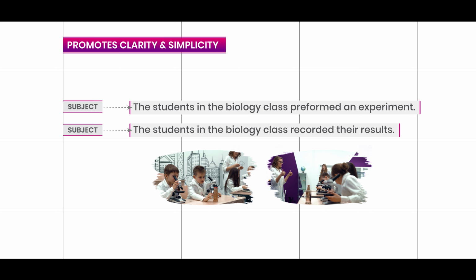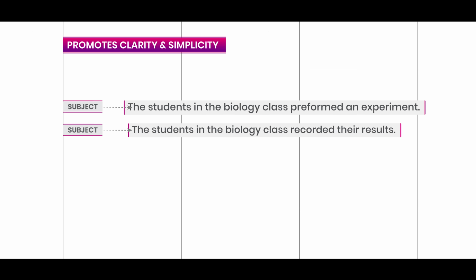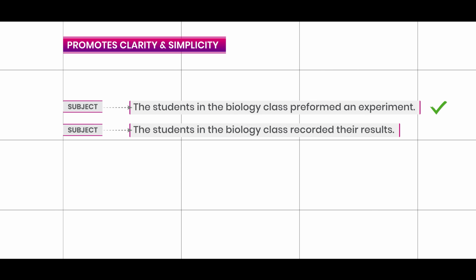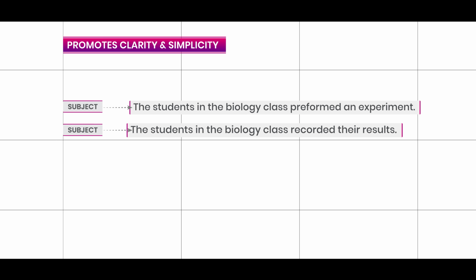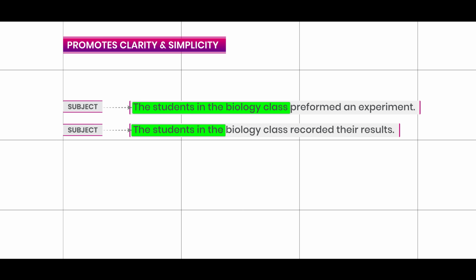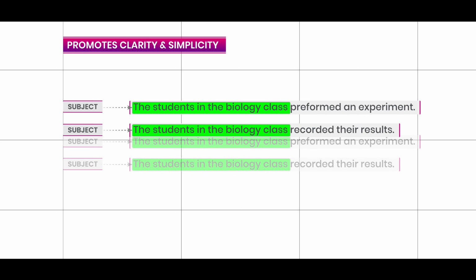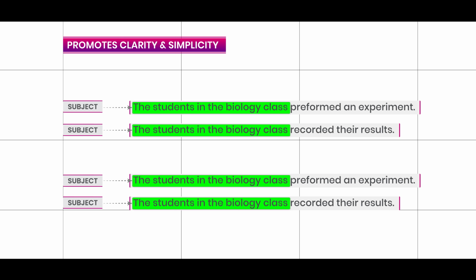Well, again, I'm sure you understand that both of these sentences are valid English sentences, just that they are not concise and simple. The reason is that in the second sentence, there is a repetition of the phrase "the students in the biology class." And if I really have to make it more simple and concise, all I have to do is replace this phrase with an equivalent subject pronoun.